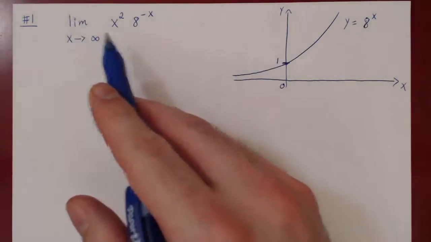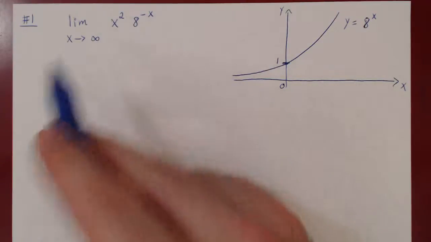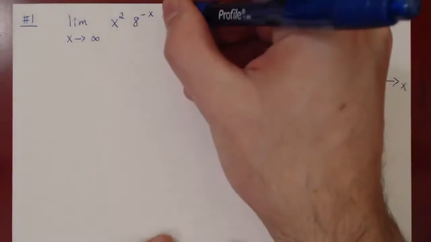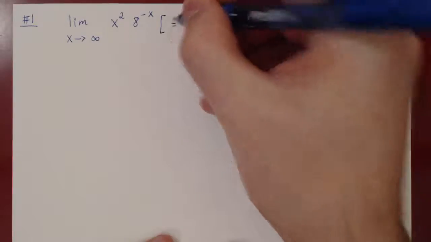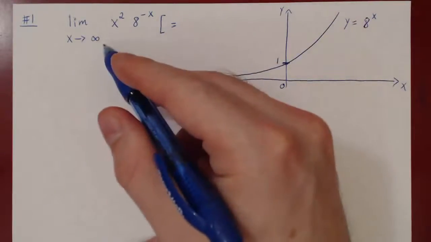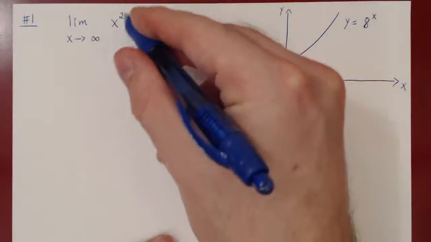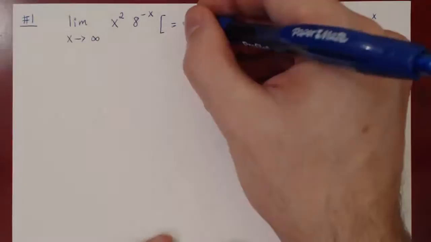We are looking at the limit of x squared times 8 to the negative x as x goes to infinity. As always, look at the case that you have. As x goes to infinity, clearly x squared also goes to infinity. So this term here goes to positive infinity.